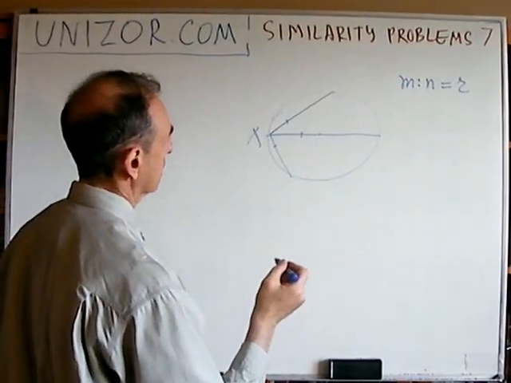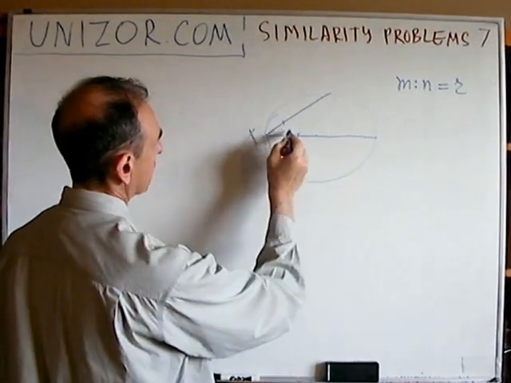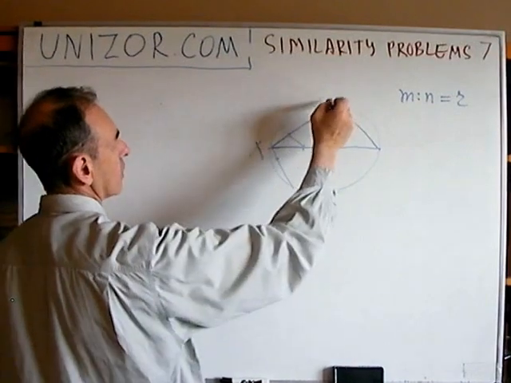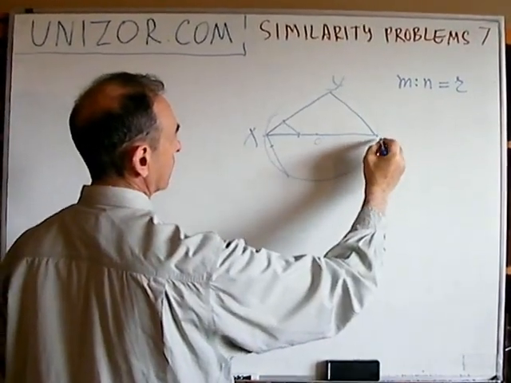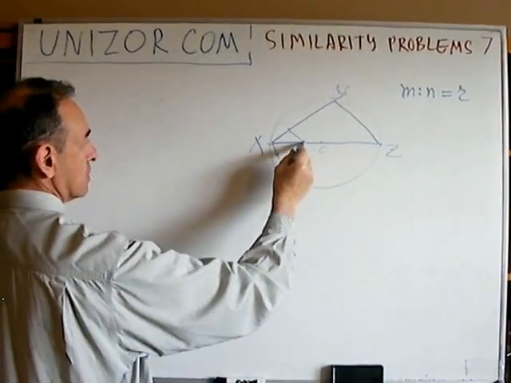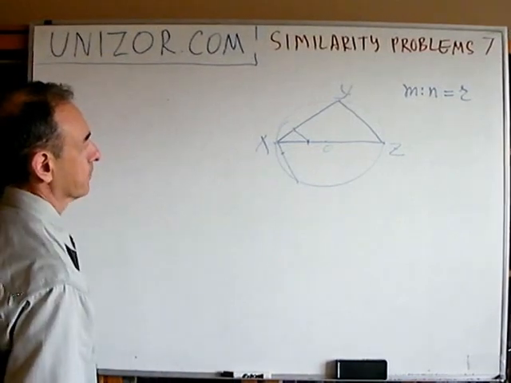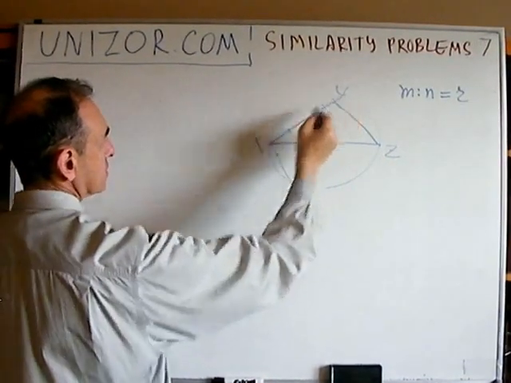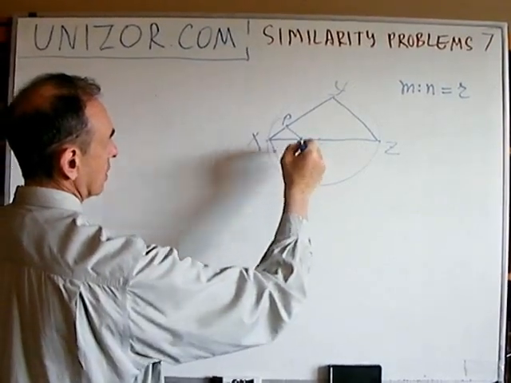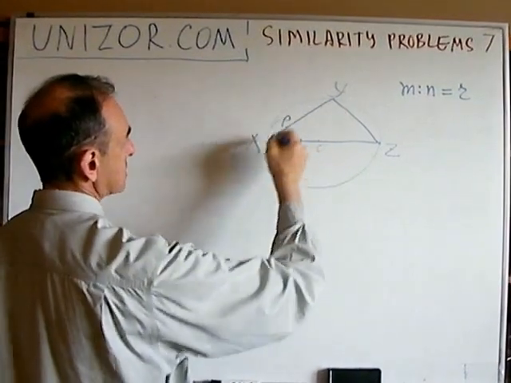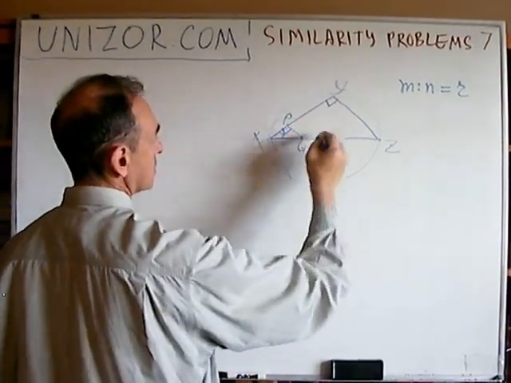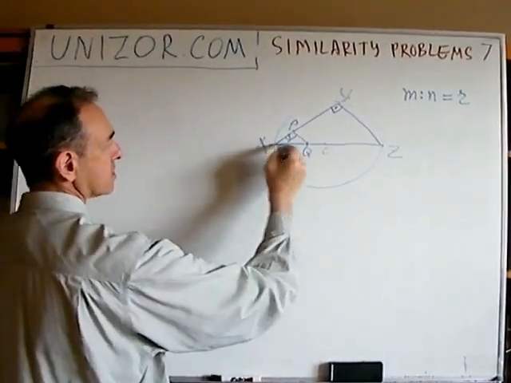Well, it's kind of simple as well, because if you connect these points, this is any chord, XY is any chord, and XZ is a diameter. Any chord and the diameter, which is also a chord, are divided by a point in this ratio. Now obviously these two triangles, XYZ and XPQ, are similar because the sides are proportional and the angle is common. From similarity follows the congruence of these angles, and this one is the right angle because it's supported by half a circle.